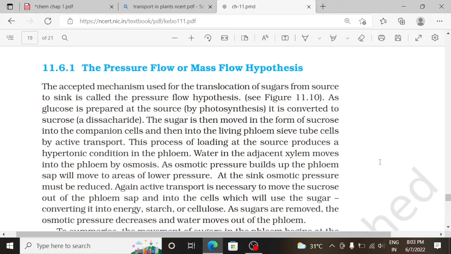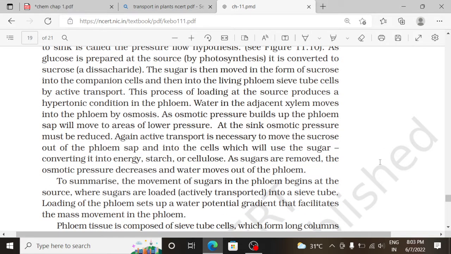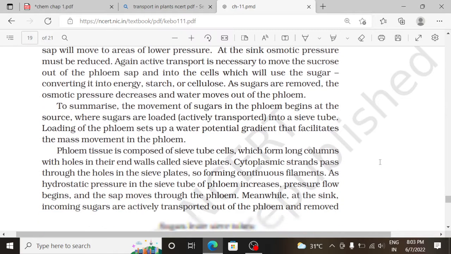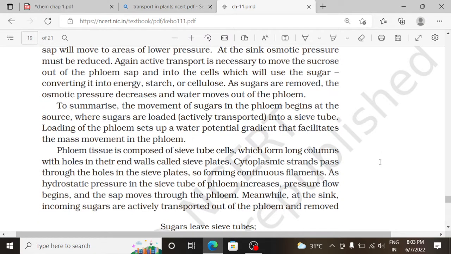This process of loading at the source produces a hypertonic condition in the phloem. Water in the adjacent xylem moves into the phloem by osmosis. As osmotic pressure builds up, the phloem sap will move to areas of lower pressure. At the sink, osmotic pressure must be reduced. Again, active transport is necessary to move the sucrose out of the phloem sap and into the cells which will use the sugar, converting it into energy, starch or cellulose. As sugars are removed, the osmotic pressure decreases and water moves out of the phloem.